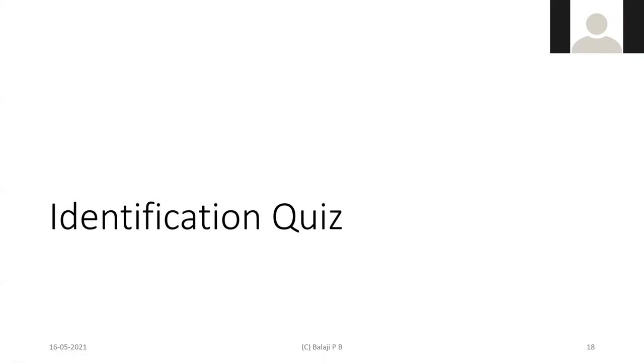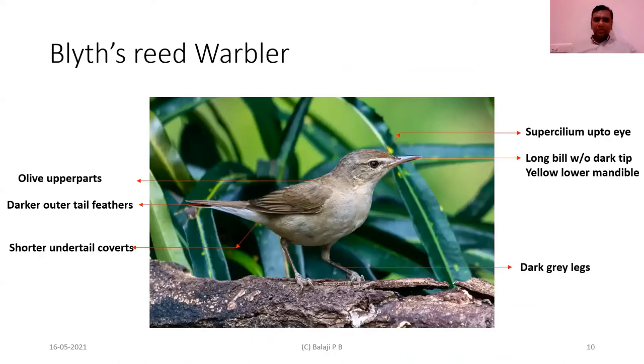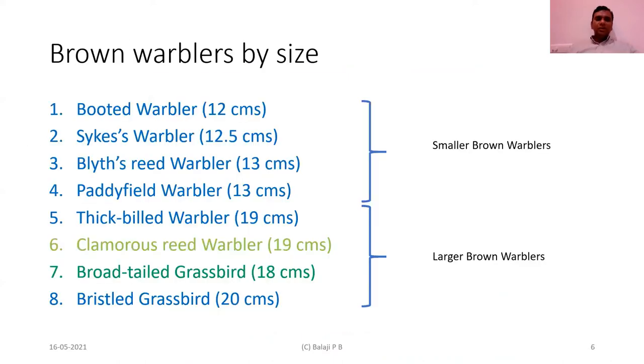Which of these are migrants and which of these are residents? One second. Yeah. So if you look at the warblers, of the 8 species, all that is marked in blue are migrants. The clamorous reed warbler and the broad-tailed grassbird happen to be the residents. But for the clamorous reed warbler, the status is not very clear.